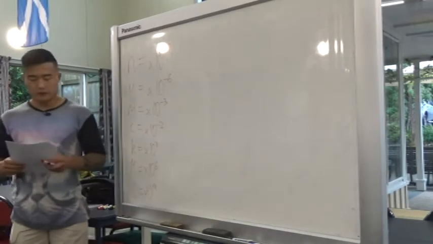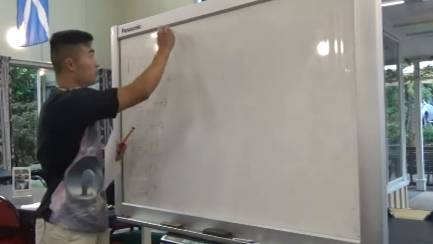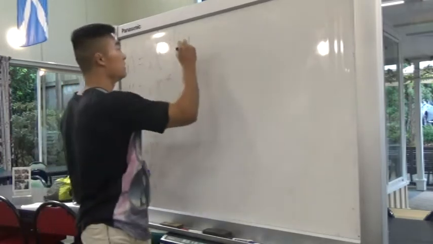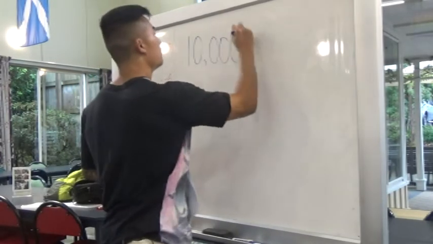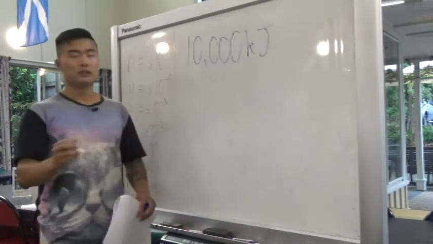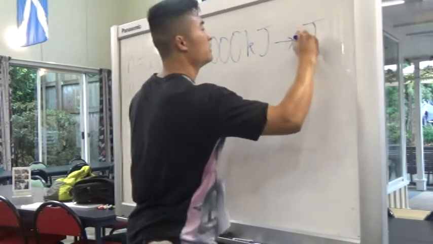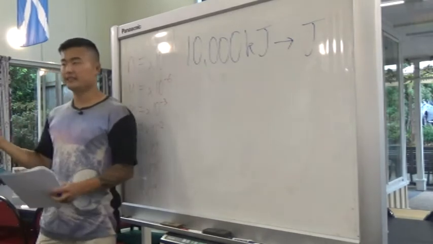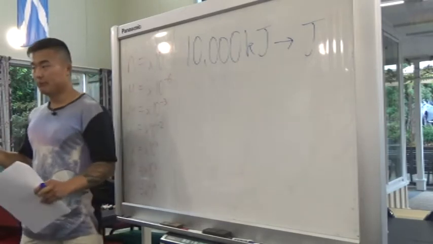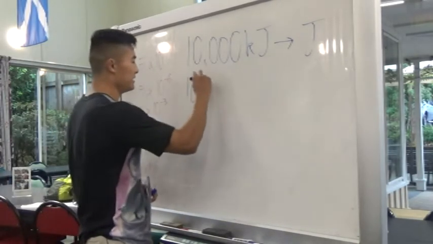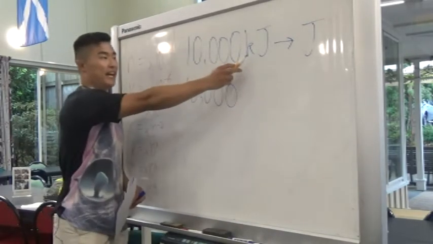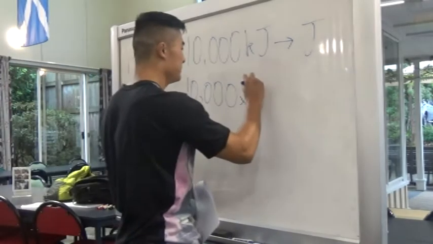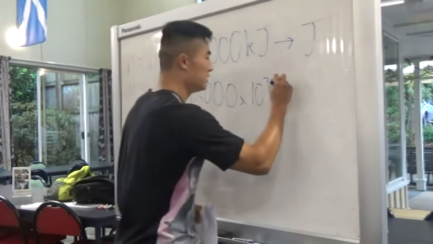So for number one, we're trying to turn 10,000 kilojoules into joules, right? So are we trying to add a prefix or remove a prefix? We're going to remove a prefix, right? So removing a prefix is pretty simple. You're just going to write down the number, 10,000. And then we're going to replace that K with what that prefix is. So K is times 10 to the 3, right? So we're just going to write down times 10 to the 3 joules.